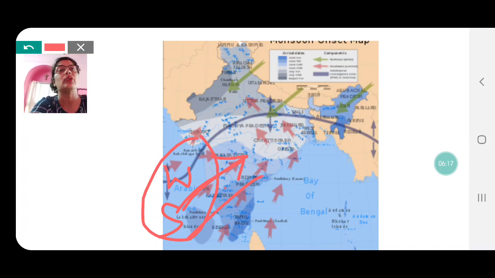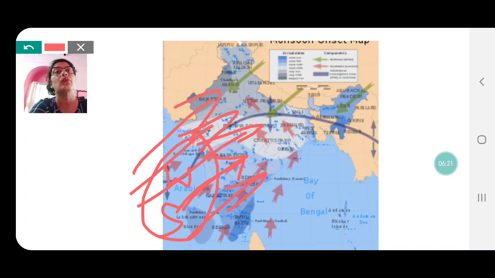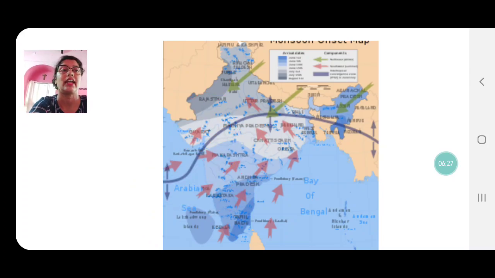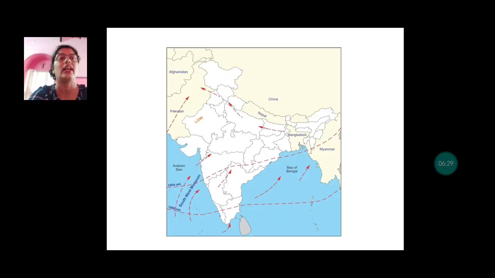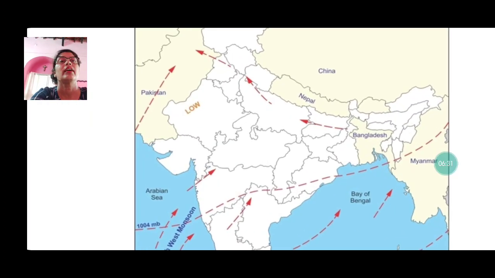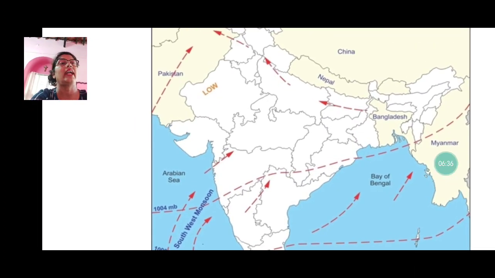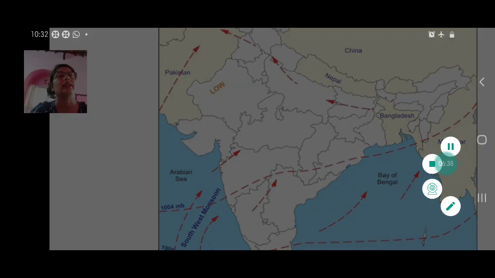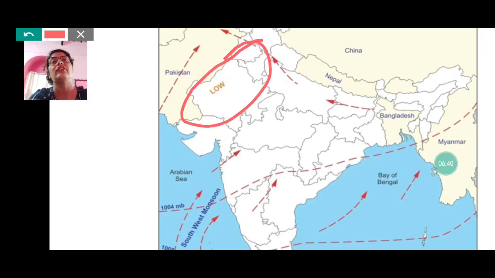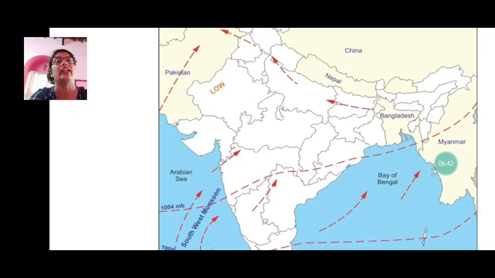Now if southwest monsoon winds are bringing rainfall to us, then why is it that Rajasthan does not receive a good amount of rainfall? Why is there a desert there? For that I will take you to another map here. Here you find the southwest monsoon winds and a low pressure area, an arid region, a dry desert here in Rajasthan.